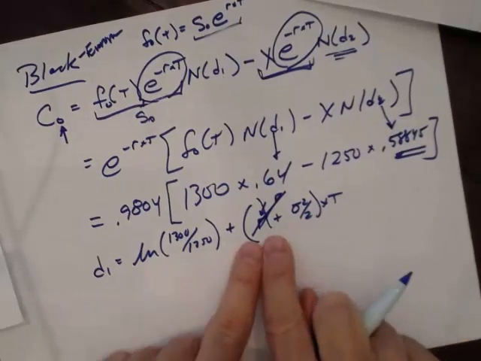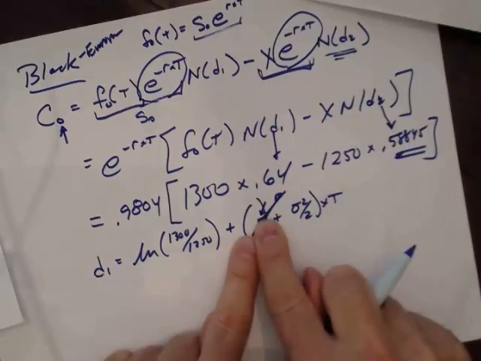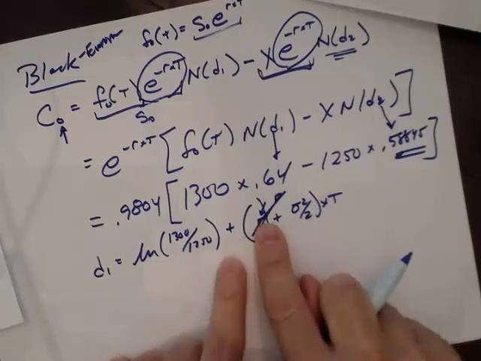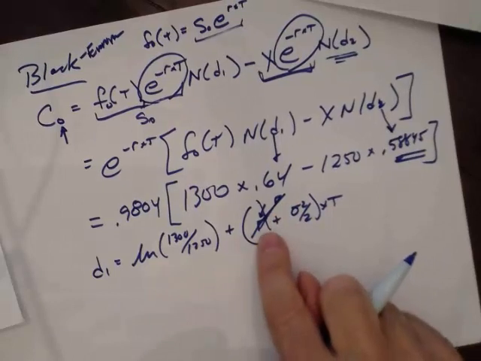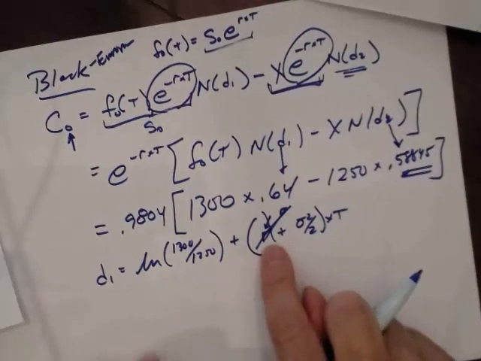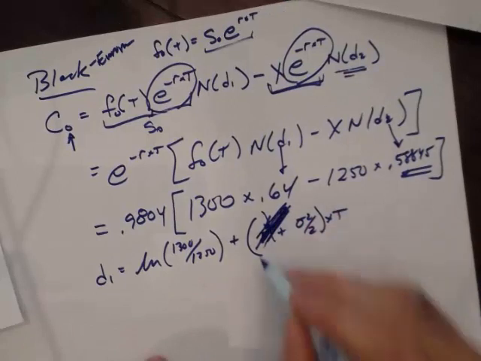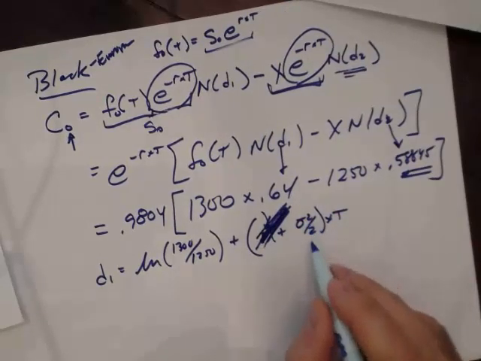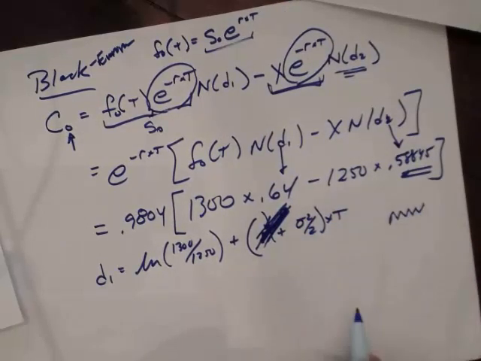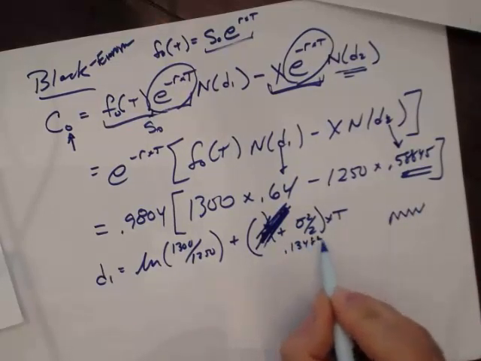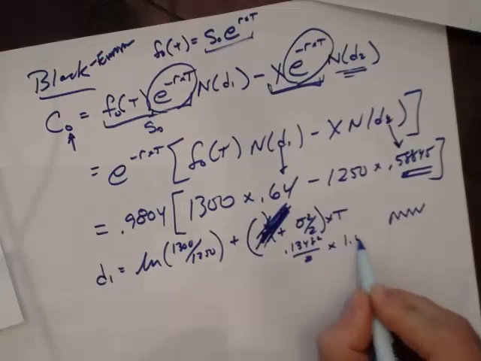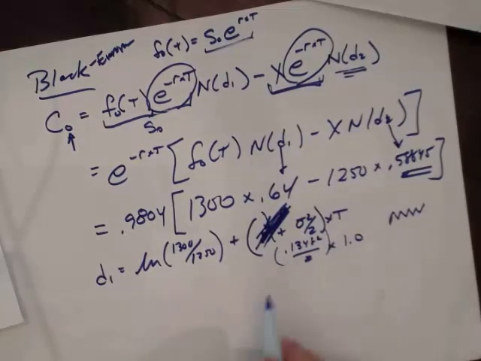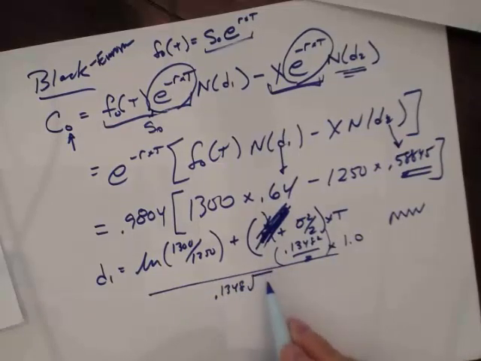In other words, the futures contract is not growing at rate R like the underlying stock price did. The underlying stock price was growing at R when we did stock index options, but with futures contracts it's not growing, so the R is not in there anymore. But the sigma squared is, because we still have volatility in the futures price. So this is 0.1348 squared over 2 times the 1 year contract, divided by 0.1348 square root of 1.